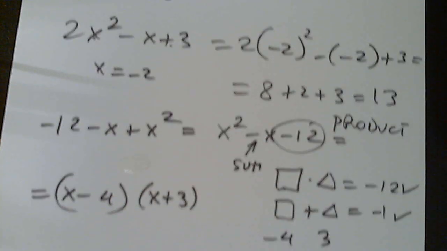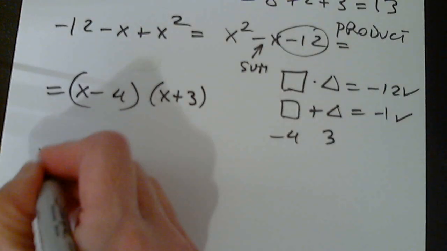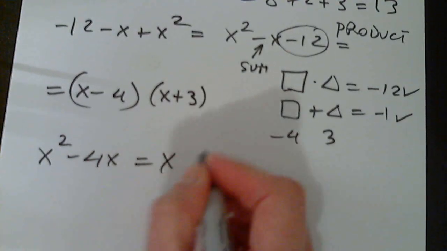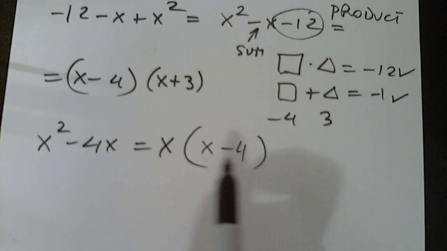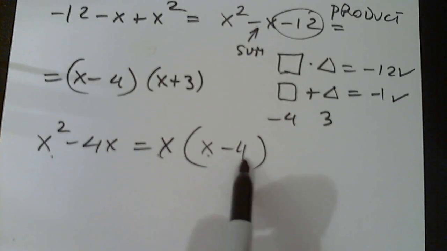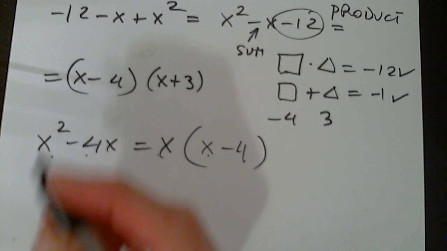Okay, the next one, x squared minus 4x. You must factor out x. And you have x minus 4 and there is nothing else. You can check. X times x is x squared. X times negative 4 is negative 4x.